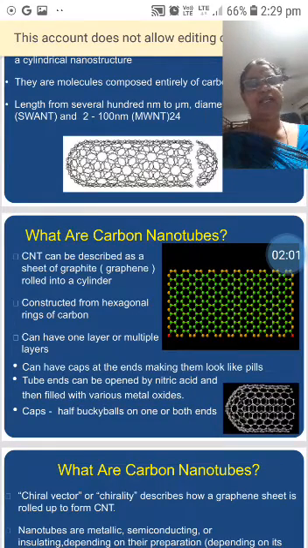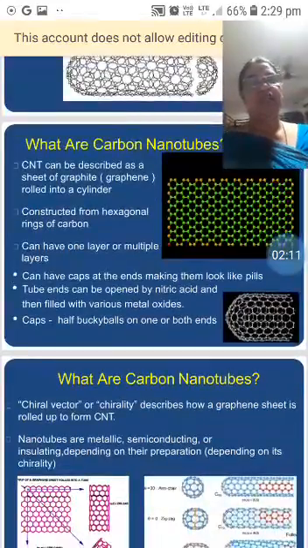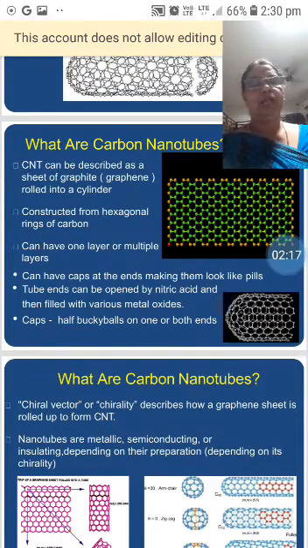Both ends may be open, or it may be closed with caps. Suppose you close it with a cap at one end, it is possible to use it to store chemicals, and therefore it looks like a pill. When it is opened, we can open it with the help of nitric acid, and then whatever chemical we want to add, we fill that material, and then we can close it.